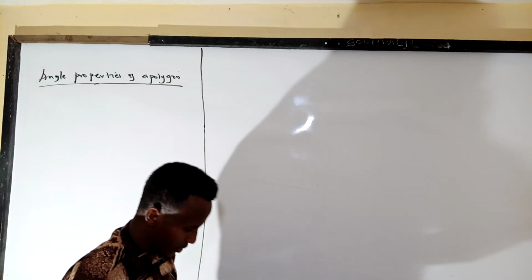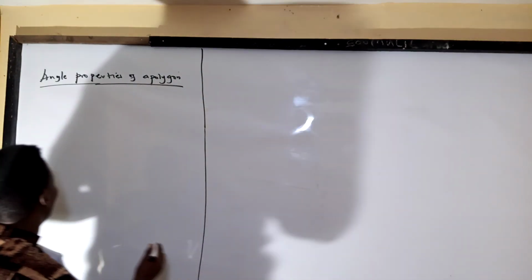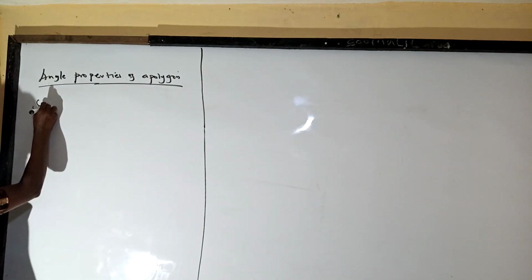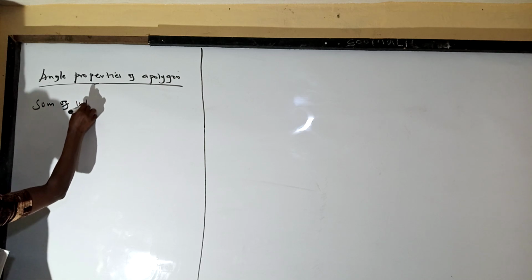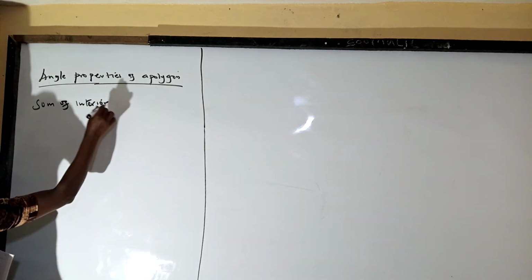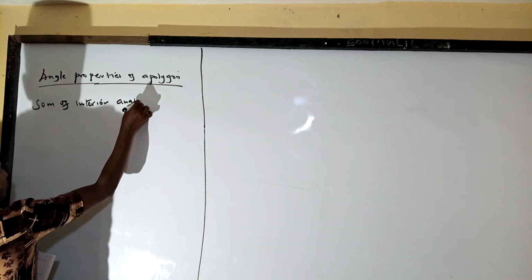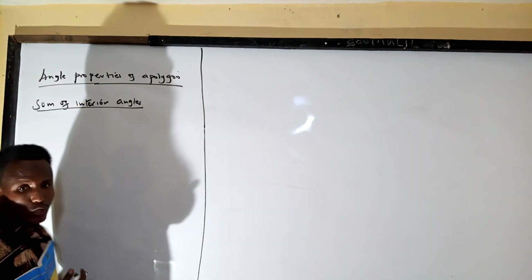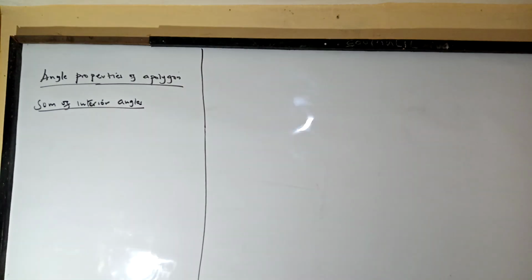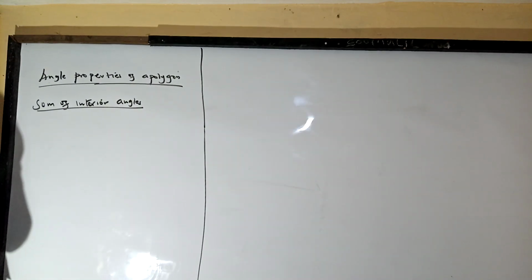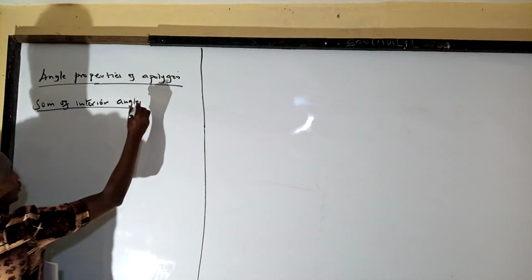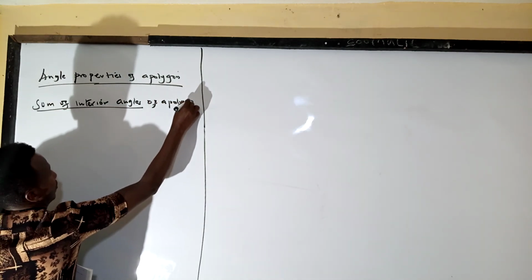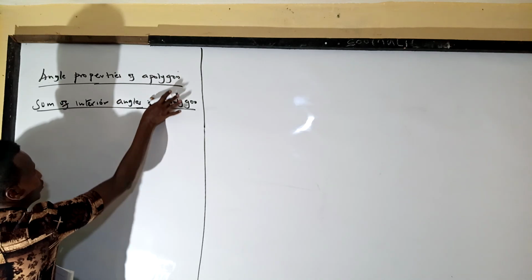Let's see now the first example, and we are going to start with the sum of interior angles. The question here is, how are you going to get the sum of interior angles of a polygon? Let's see how we are going to get this.